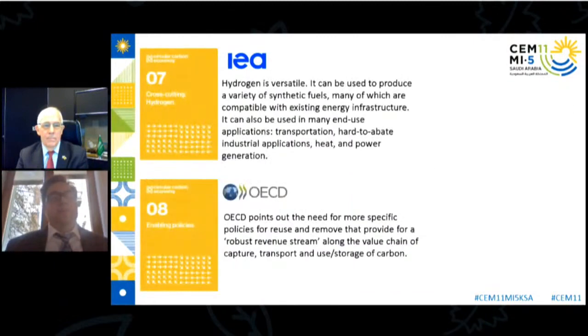And finally, we have two reports that cut across the 4Rs, and one of those is written again by IEA, and it focuses on hydrogen, which can span all 4 of the Rs. And then OECD has written on enabling policies that again is relevant for each of the Rs individually and collectively.